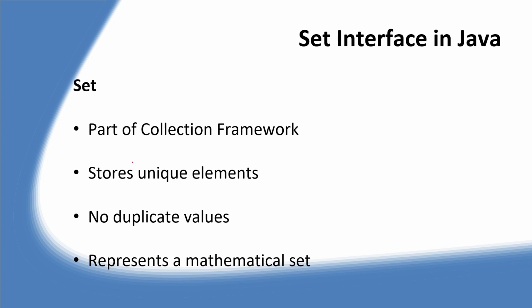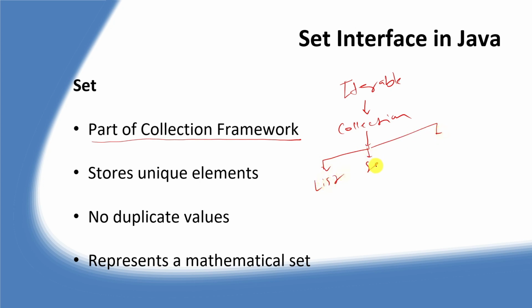So set is a part of the collection framework. We have seen in the hierarchy that Iterable is the parent interface, then Collection is the child interface of Iterable, then the Collection interface has three child interfaces: List, Set, and Queue. We are learning the Set interface in this video. Set is an interface, Collection is also an interface, and Iterable is also an interface.